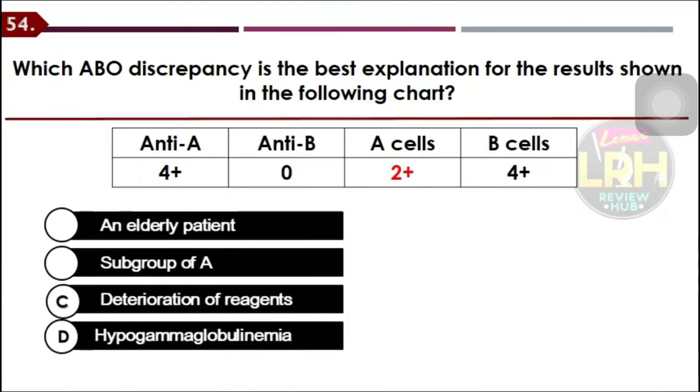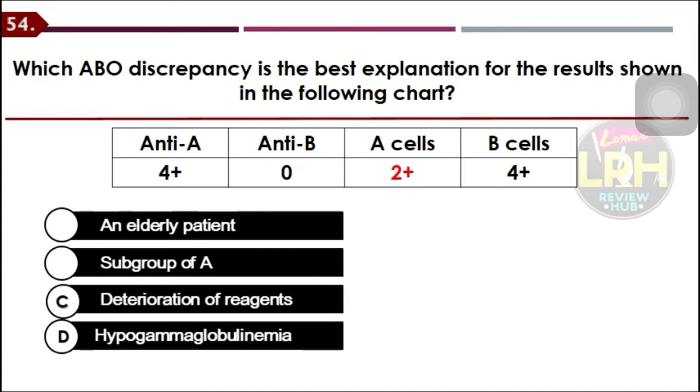For number 54, which ABO discrepancy is the best explanation for the results shown in the following chart? Okay, so given it reacted strongly po sa forward typing sa anti-A. So, ang blood type po we presume is A, tama? But it reacted, kung mapapansin nyo, it reacted sa A cells also and sa B cells. Okay, naturally, kailangan sa reverse typing po, B cells, positive. But, kung mapapansin nyo, it reacted with A cells po. So, blood type A, that reacted with A cells.